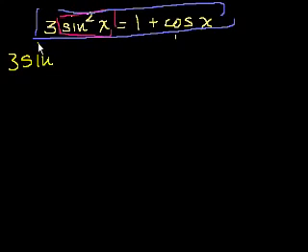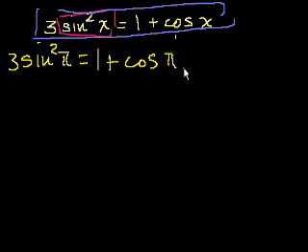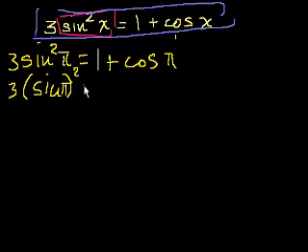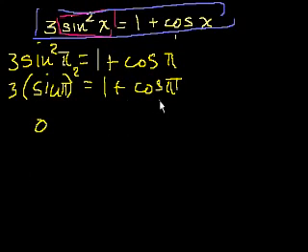3 sine squared of pi is equal to 1 plus cosine of pi. Well, what's sine of pi? Sine of pi is 0, right? The y value when you go 180 degrees is 0, so this is 0. And what's cosine of pi? Cosine of pi is minus 1, so 1 plus minus 1. Well, this is true. So pi worked in that equation.